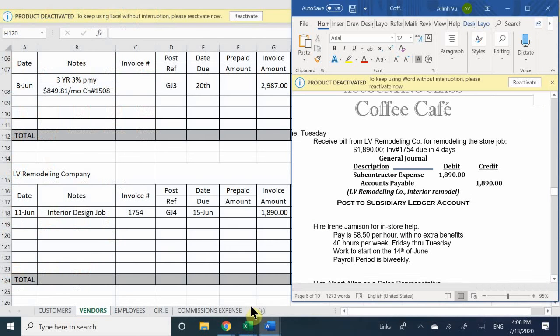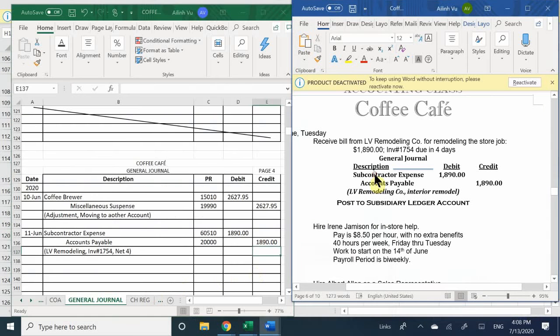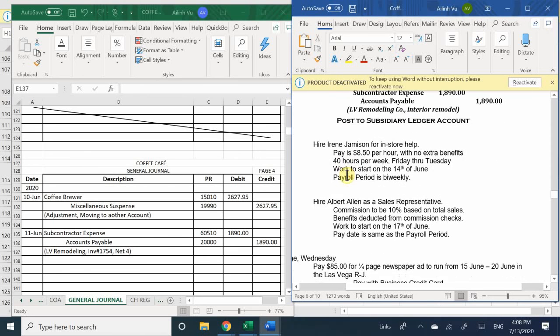Okay, let's go back to our journal and go back to our scenario. All right, now here are 2 things that we need to indicate. Here, we decided to employ Miss Irene Jameson for in-store help. We're going to pay her $8.50 per hour, with no extra benefits. That means she's not going to get any paid time off, no sick pay, none of those things.